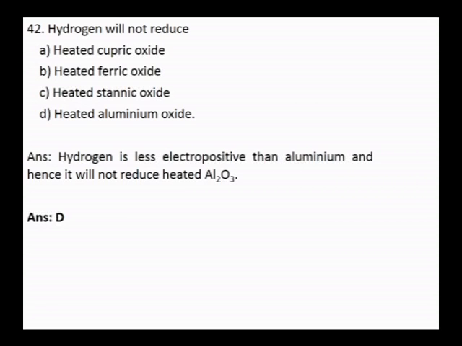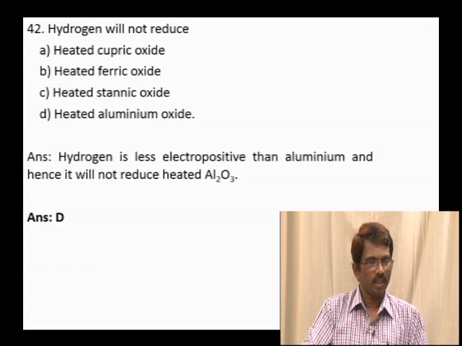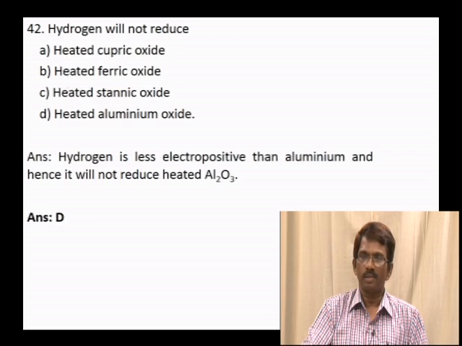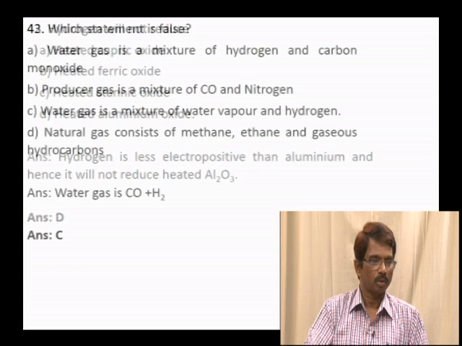Now question number 42, hydrogen will not reduce. The options are heated cupric oxide, heated ferric oxide, heated stannic oxide, heated aluminum oxide. You know, hydrogen is less electropositive than aluminium, and hence hydrogen will not reduce heated Al2O3, and hence the correct option is option D, that is heated aluminium oxide.